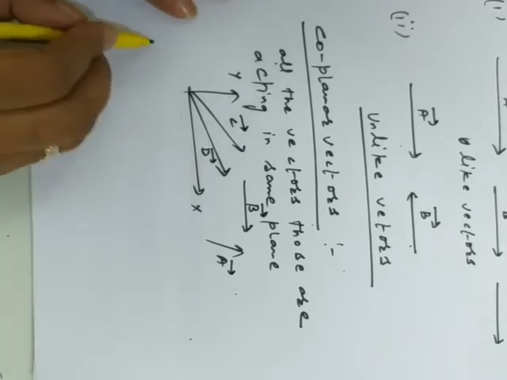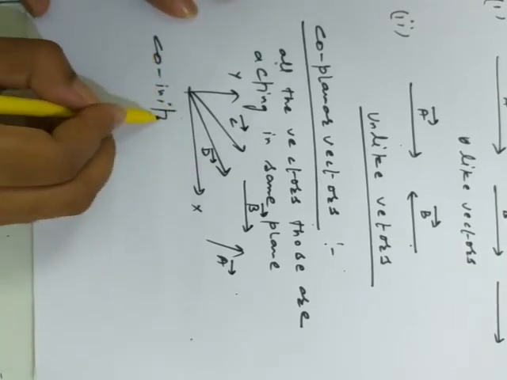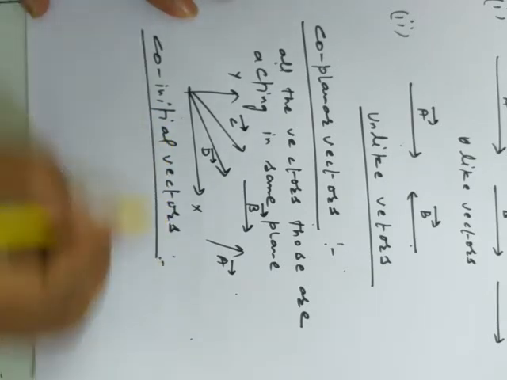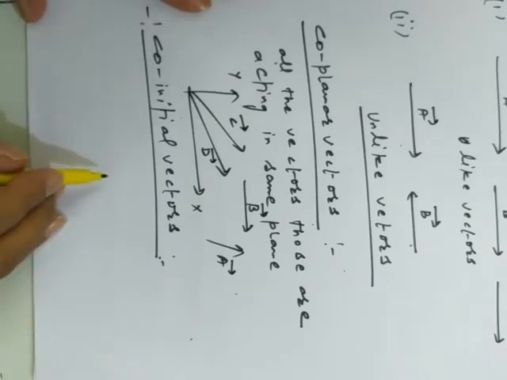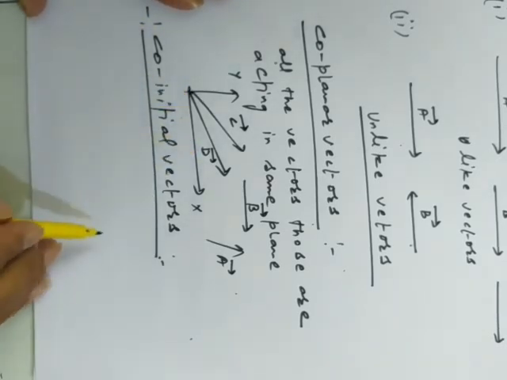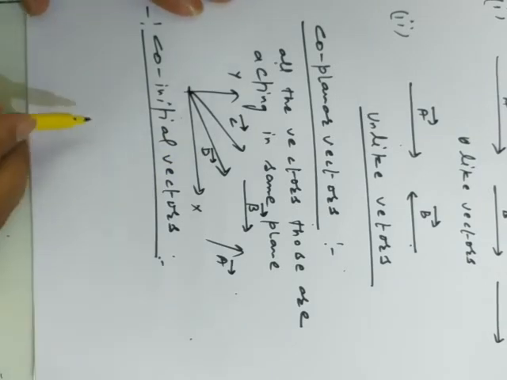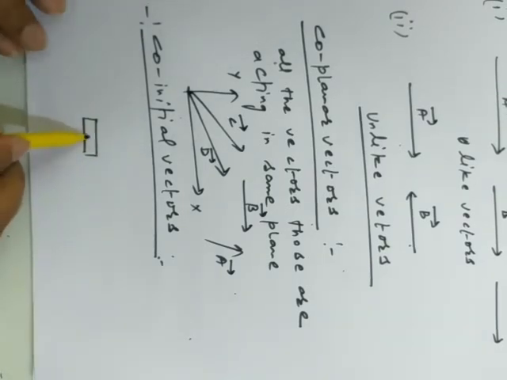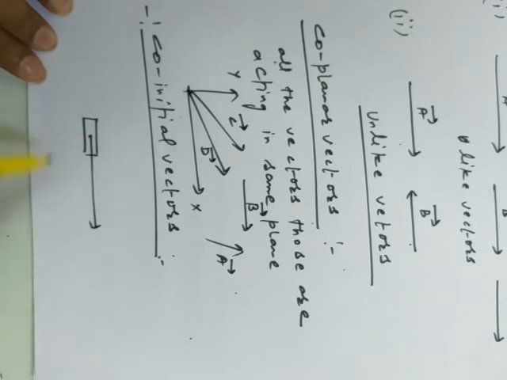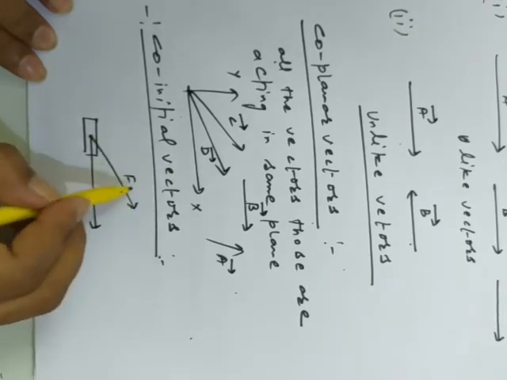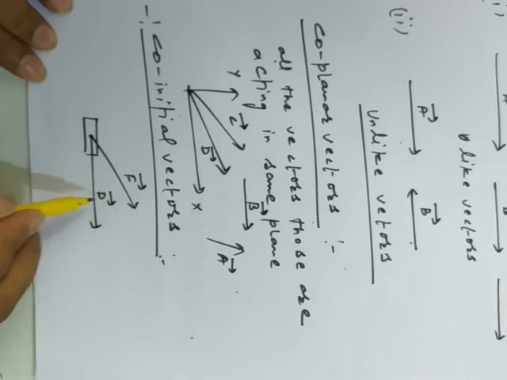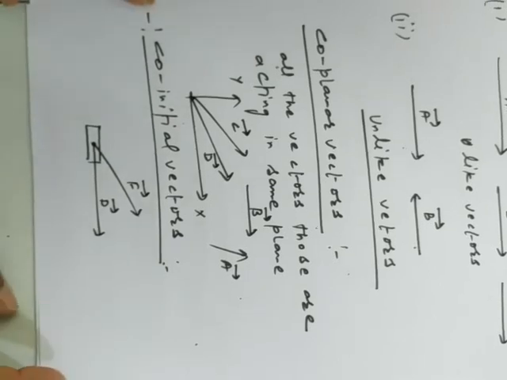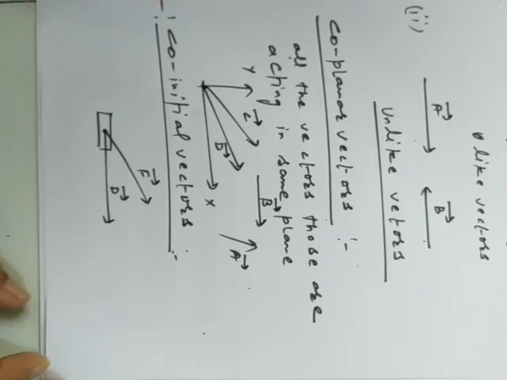Now the next category we have is the co-initial vectors. Co-initial vectors are vectors having the same initial point. Here the vectors C and D are called co-initial vectors. We can take another example: as we make a force act on an object, what will happen? It gets a displacement. So here the force and the displacement are both called co-initial vectors. So these are the basic fundamentals, some definitions along with the types of vectors.